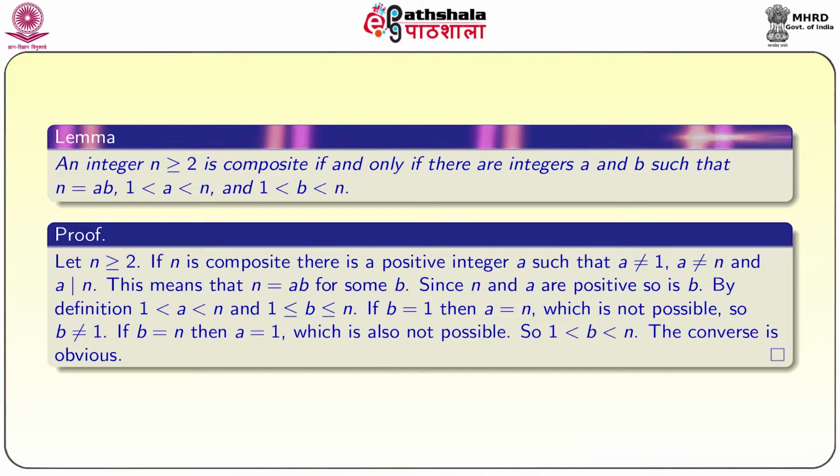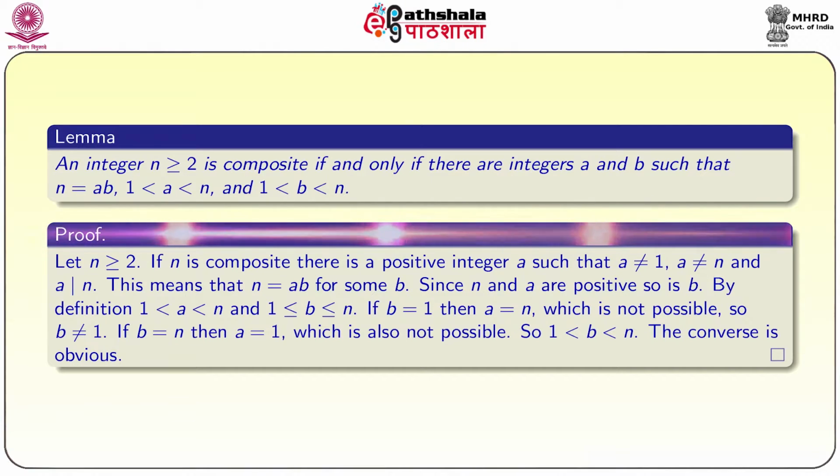An integer n greater than or equal to 2 is composite if and only if there exist integers a and b such that n is equal to a b and 1 is less than a less than n and 1 is less than b less than n. This is an if and only if condition. The definition says a number is composite means it is not prime, that means it has a divisor other than 1 and itself. Once it has such a divisor, the other divisor also needs to lie between 1 and n. That is what this lemma says. We will use it frequently later.